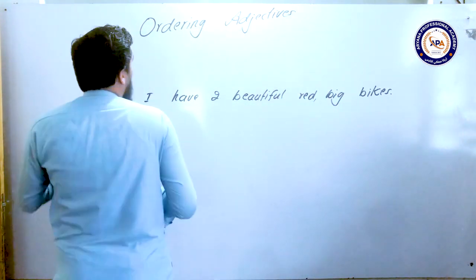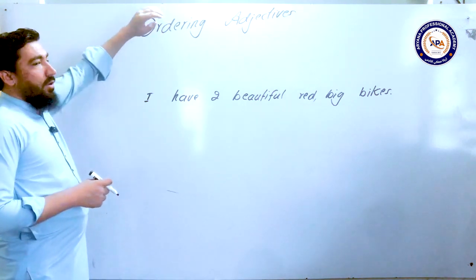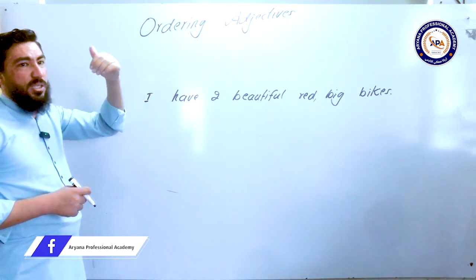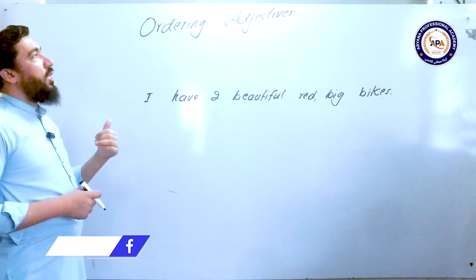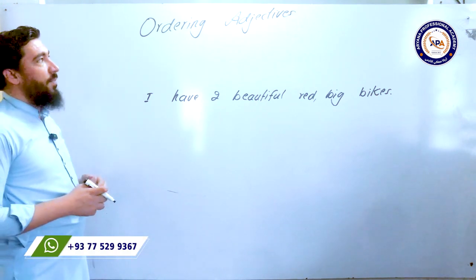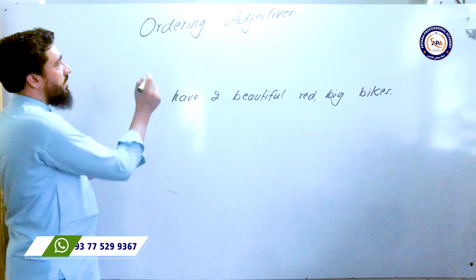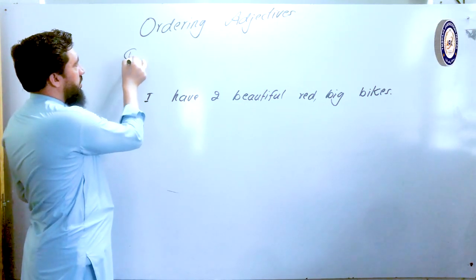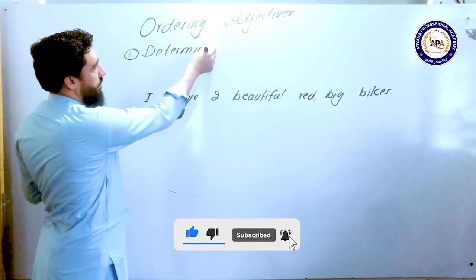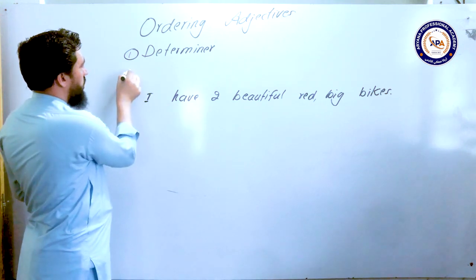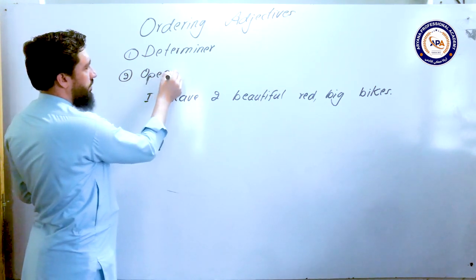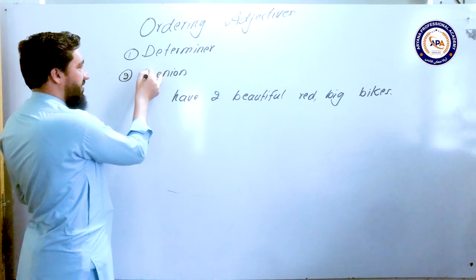Well, ordering adjectives tells us that when we want to use more than one adjective before a noun, there must be a specific order. That order is called the order of adjectives or ordering adjectives. And that order is, first, you have to mention the determiner before a noun. Number two, opinion. The adjective that talks about the opinion, like the quality of something.